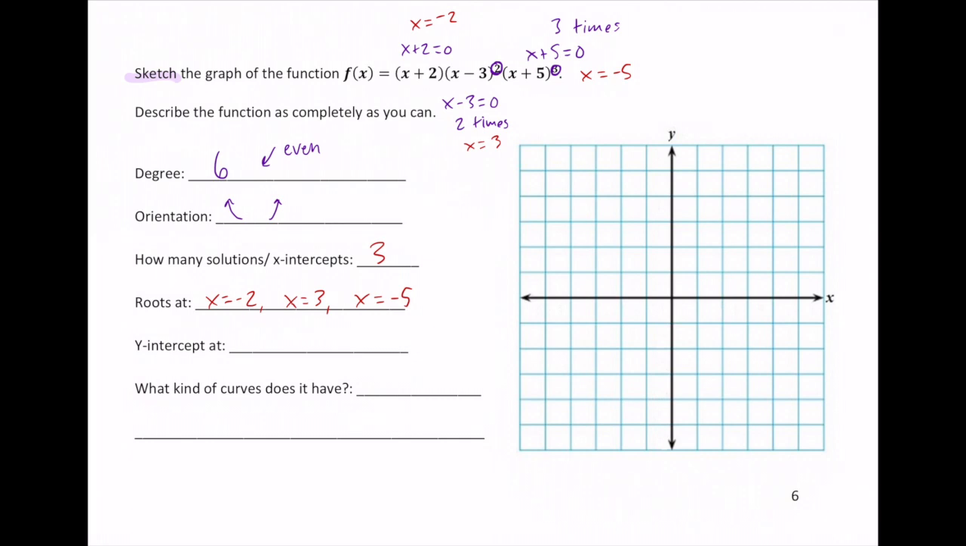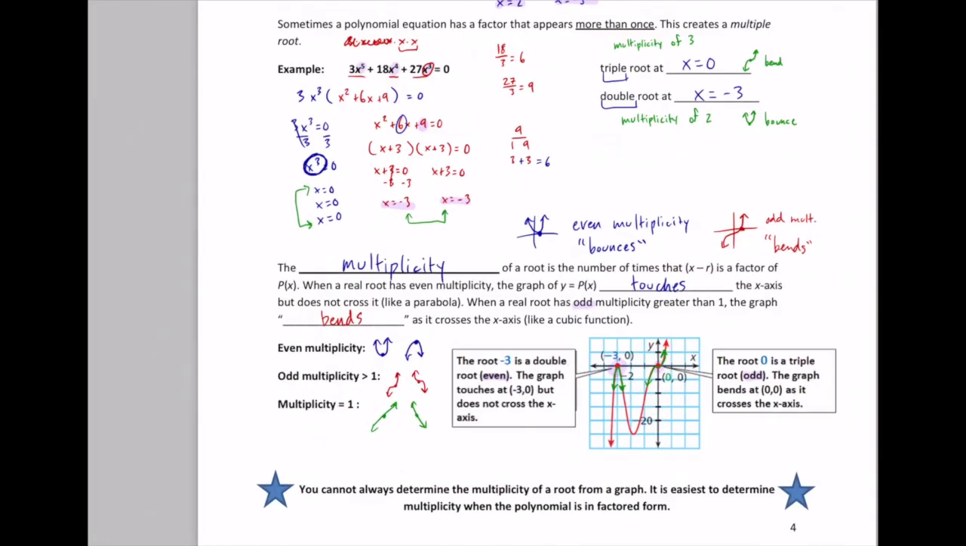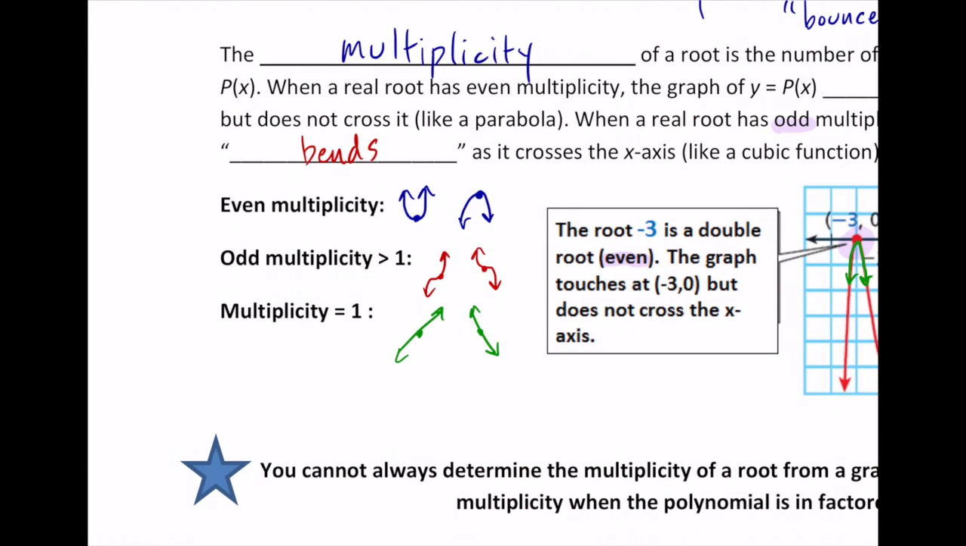All right, what kind of curves does it have? So we see right here on this first example, we have a multiplicity of 1 because we only saw this answer once. If I have my x equals negative 2, we have a multiplicity of 1. We know that that's just going to look like a straight line. Because let's go back to what our different multiplicities look like. If our multiplicity is exactly 1, it's going to look like just a straight line.